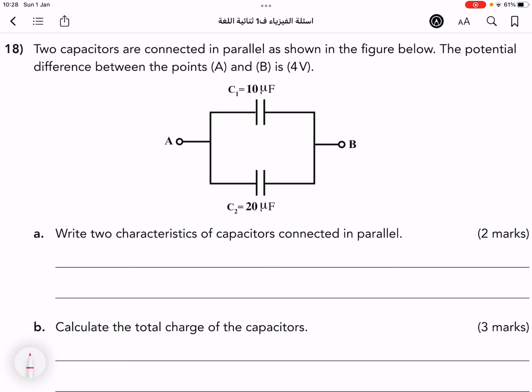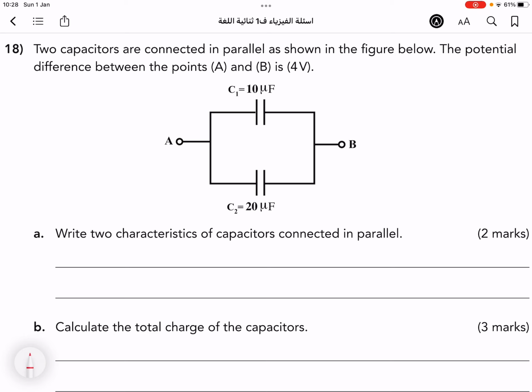So for capacitors connected in parallel, they have the same voltage, even if there are 2 or 100 capacitors. If they are in parallel, they have the same voltage. Okay, the second characteristic is the total capacitance is the sum of the individual capacitances of the capacitors. So the total capacitance is the sum of the capacitances.